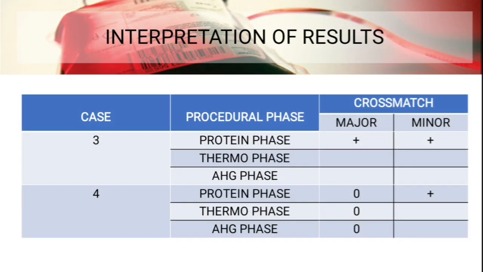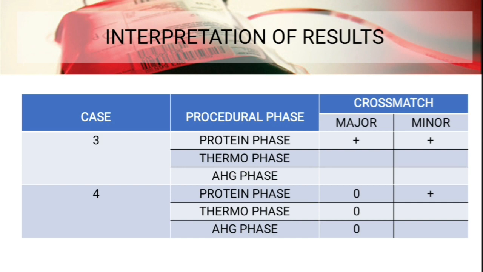The next case: there is an agglutination both in the major and minor cross-match in our protein phase. So blood is incompatible in both major and minor cross-matches, and blood is not safe for transfusion.